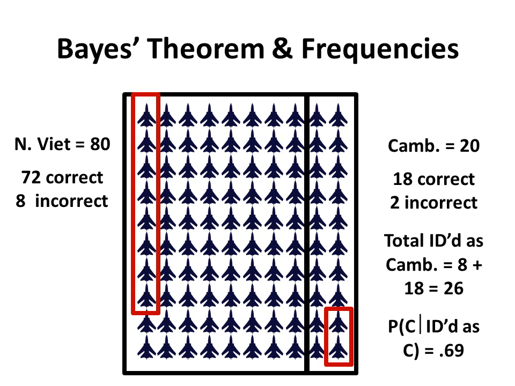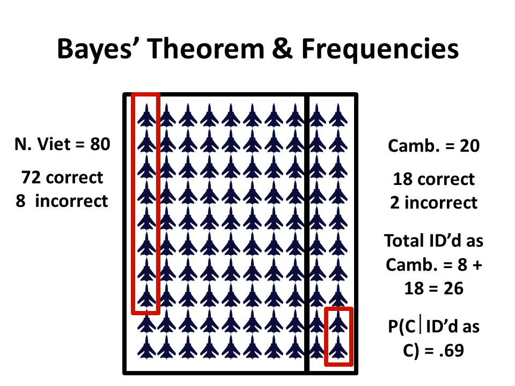So when we look at the probability that a jet really is Cambodian, given that it was identified as Cambodian, we have to take into account how many were identified as Cambodian first. That's what's in the reference class. That's what's to the right of the bar. So how many were identified as Cambodian? 26. Total identified as Cambodian. Now, out of those 26, how many were correctly identified as Cambodian? That will tell you the frequency of actual Cambodian jets within the set of jets identified as Cambodian. So that's going to be 18 out of 26.